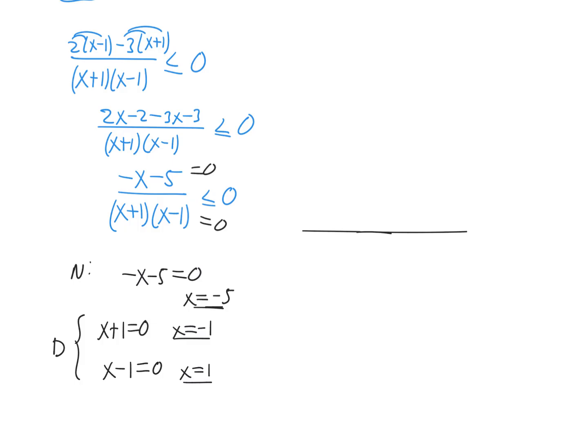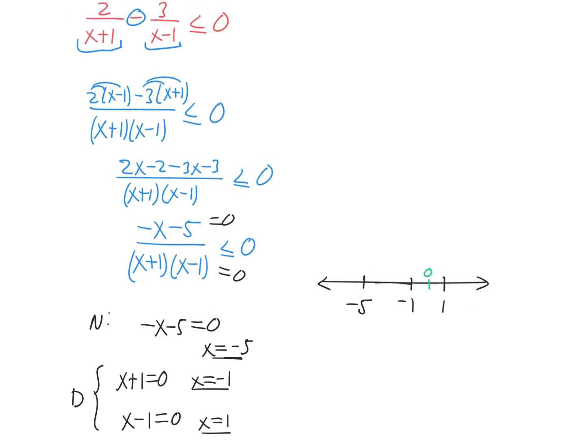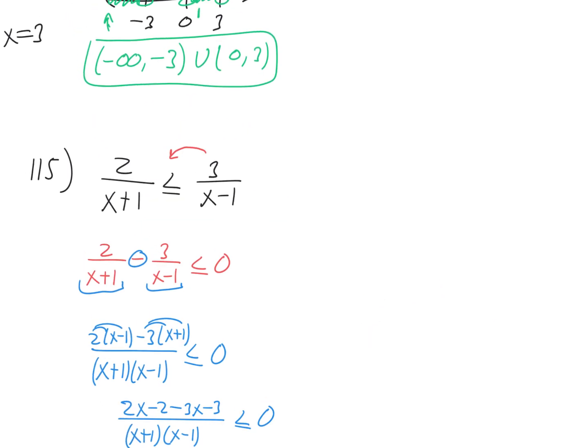All right, so I'm going to write this over here. I'm going to have a negative 5, a negative 1, and a 1. Again, easiest number to test, 0. And 0 goes right here between negative 1 and 1. I'm going to plug 0 into my original inequality. I get 2 over 0 plus 1 is less than or equal to 3 over 0 minus 1. And then I get 2 is less than or equal to negative 3 after simplifying.